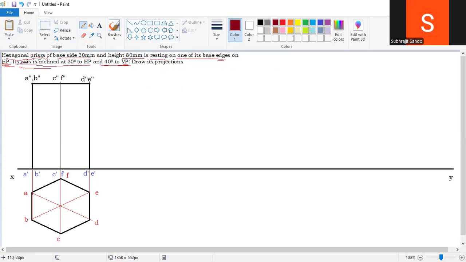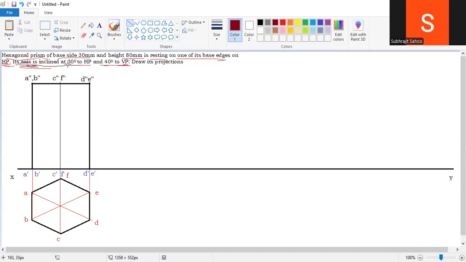Sometimes in the question, in place of axis is inclined, another parameter will be given: its edge is inclined at 30 degrees. Instead of axis, edge will be written. I have already solved such a question in the previous videos; you can check it out. But particularly in this question, axis is inclined is given, which means the diagram becomes very easy.